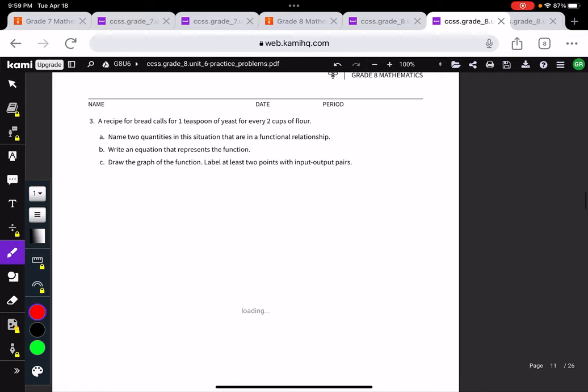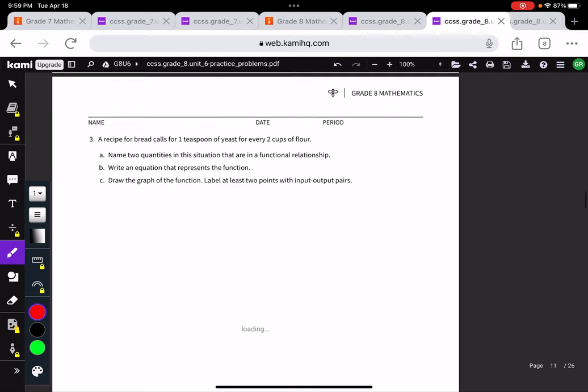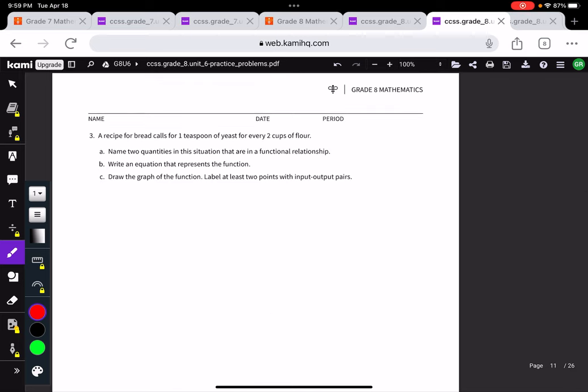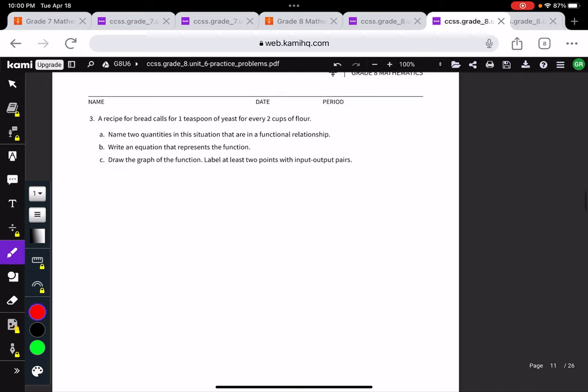And question 3, wow, pretty short assignment. Number 3, a recipe for bread. Give baby some bread. Recipe for bread calls for 1 teaspoon of yeast for every 2 cups of flour. Name the 2 quantities in this situation that are in a functional relationship. Well, that's straight up right there. Write an equation that represents the function. 1 teaspoon of yeast for every 2 cups of flour. And draw the graph of the function. Label at least 2 input-output pairs.